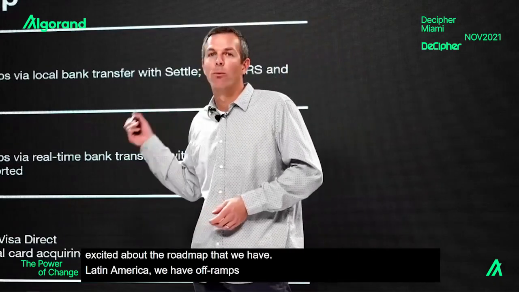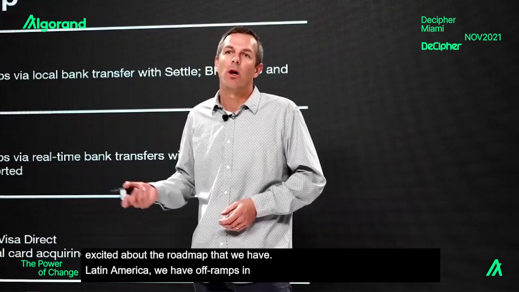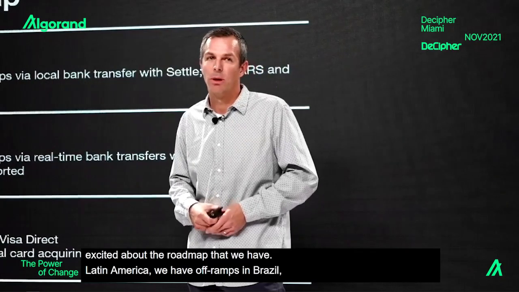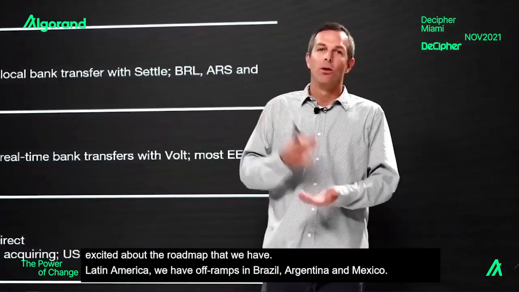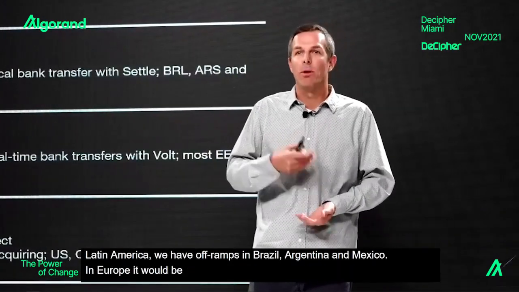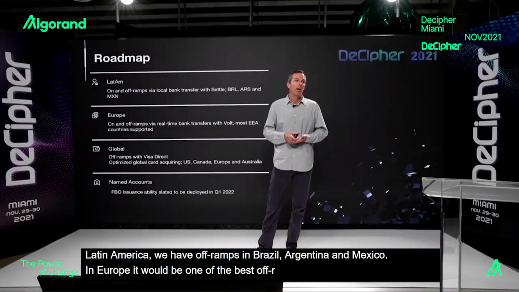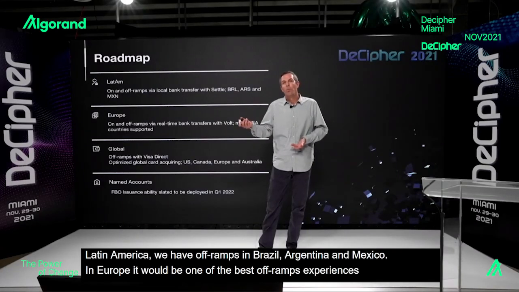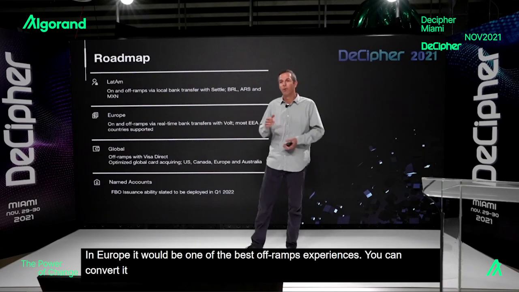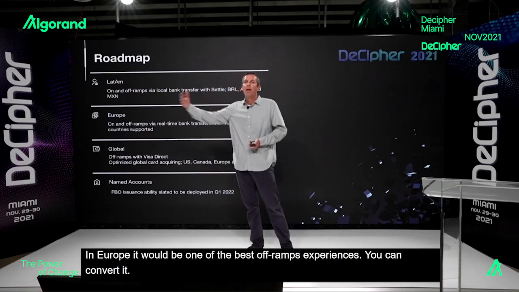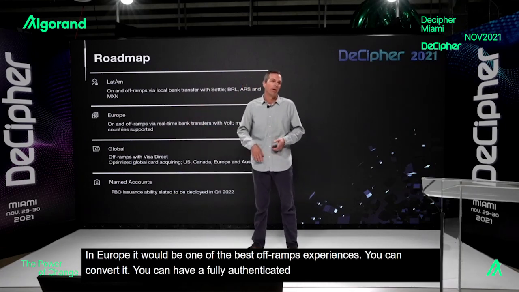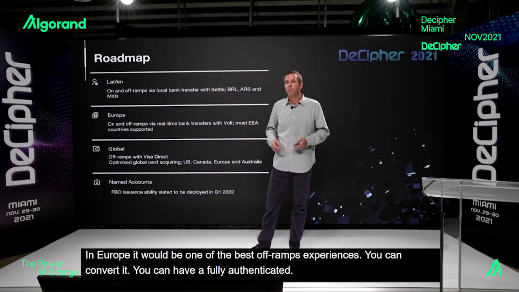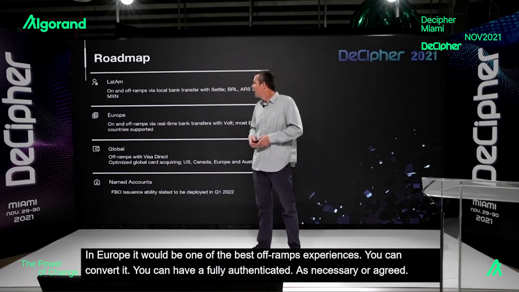In Europe, one I'm very excited about is being able to offer real-time bank transfers in Europe. And so I actually think this is going to be one of the best on-ramp experiences around. You get non-reversible instant payments authenticated by the bank. And nicely, you can convert that on the back end to a SEPA direct debit transaction. So you can have a fully authenticated first instant payment, and then you can turn that into pull payments anytime you want as necessary or as agreed with your user. So I think that's really cool.